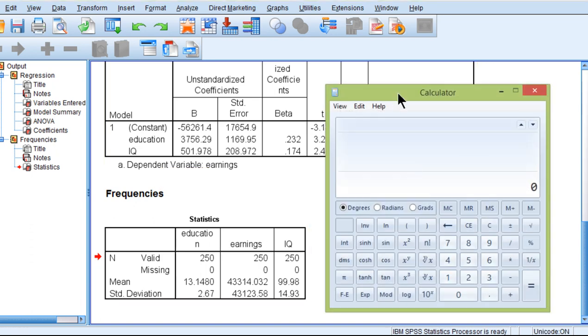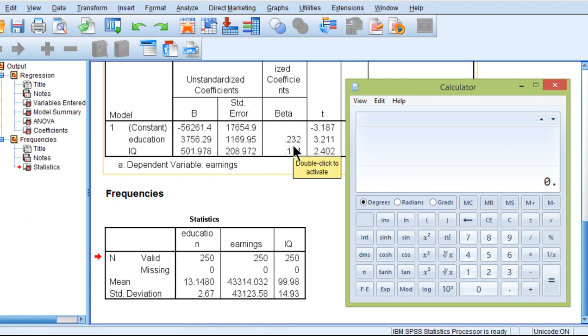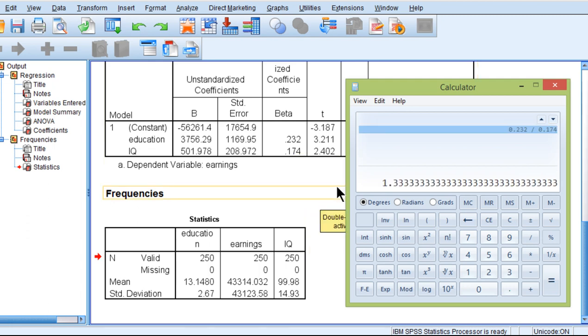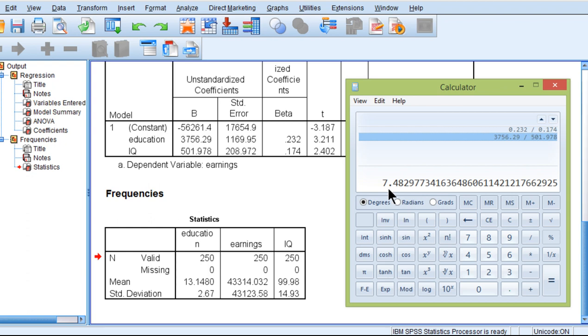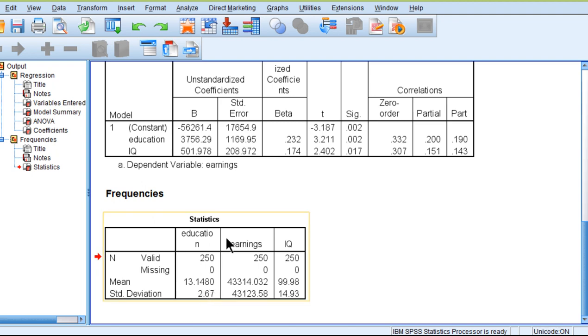So if I show you the difference between the standardized beta weight, so if I go 0.232 divided by 0.174, it's 33% larger. The education standardized beta weight is 33% larger. But when you look at the unstandardized beta weights, 3756.29 divided by 501.978, it's 7.5 times larger. So obviously, this is making education look a lot more important relative to IQ, and that's simply because the scale on which it's measured is different. The standard deviation is much smaller. So to interpret relative importance of variables, the unstandardized beta weights are pretty much futile with respect to that, especially if the variables are measured on different scales, whereas the standardized beta weights give you some sense of making a comparison.